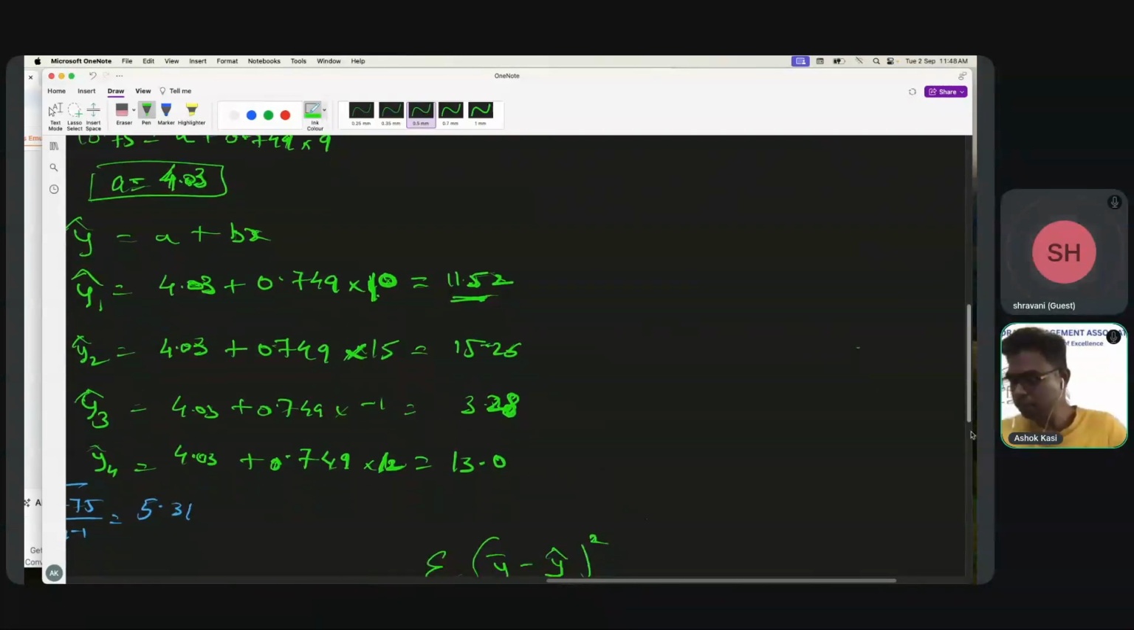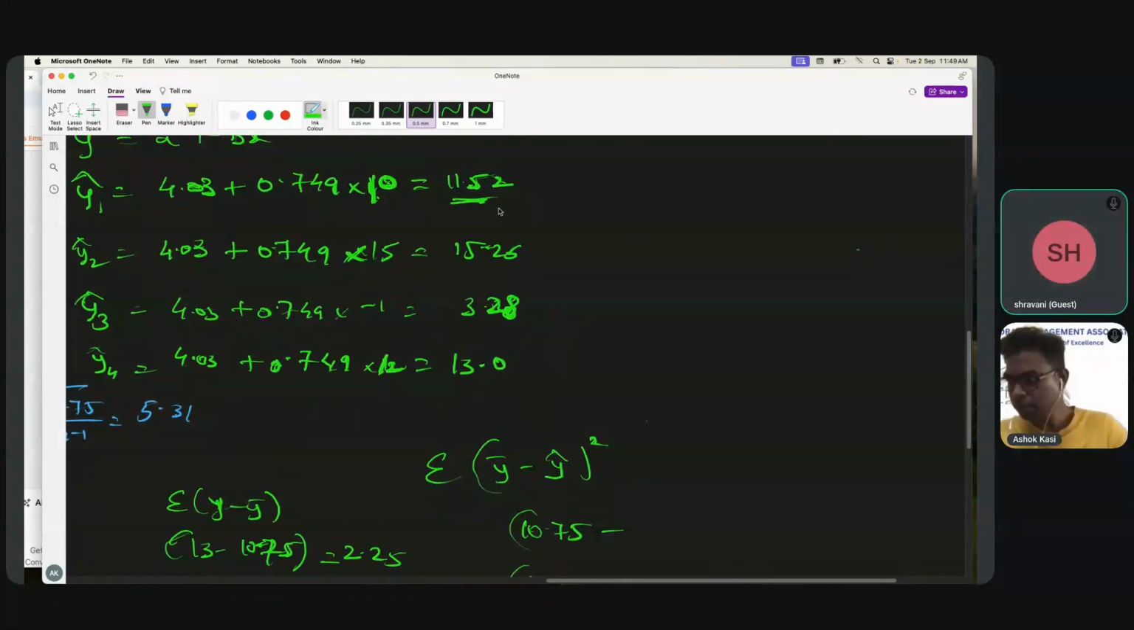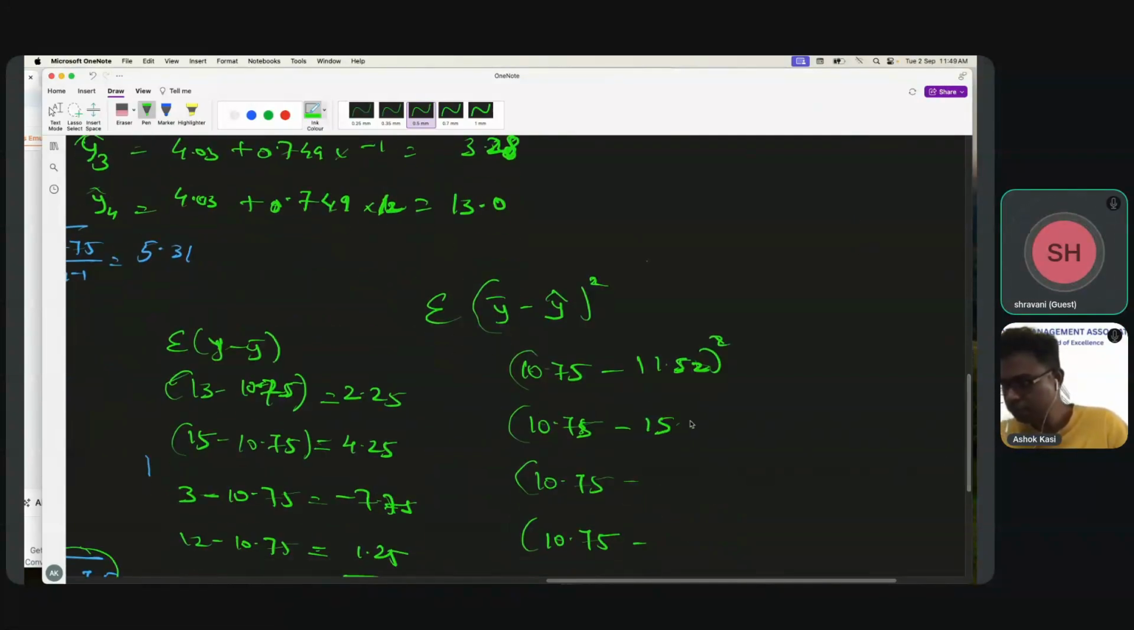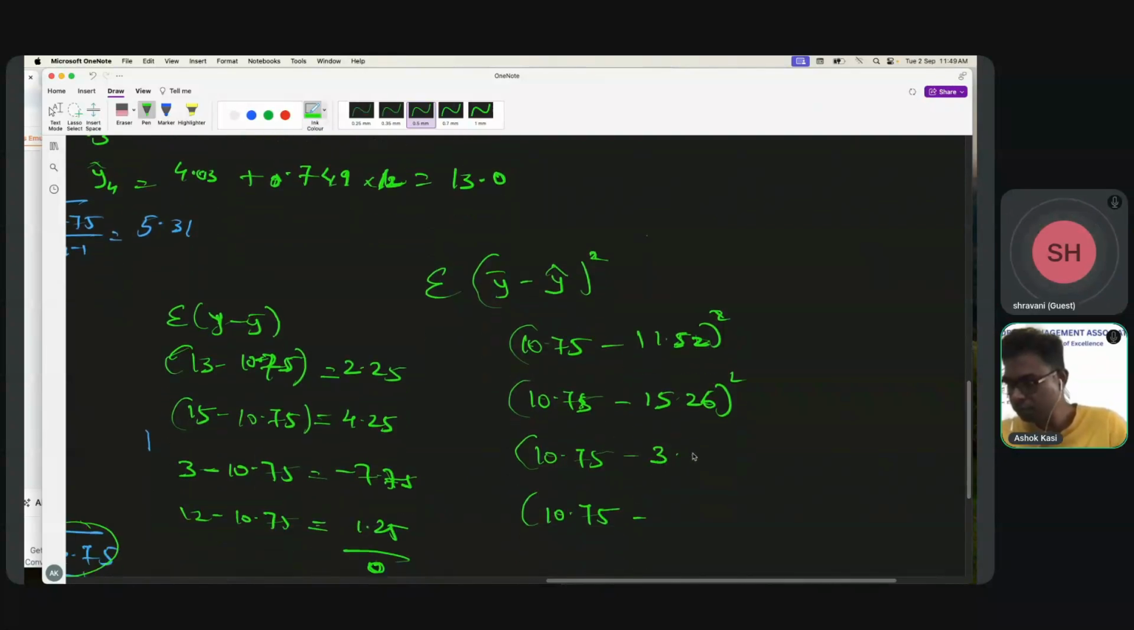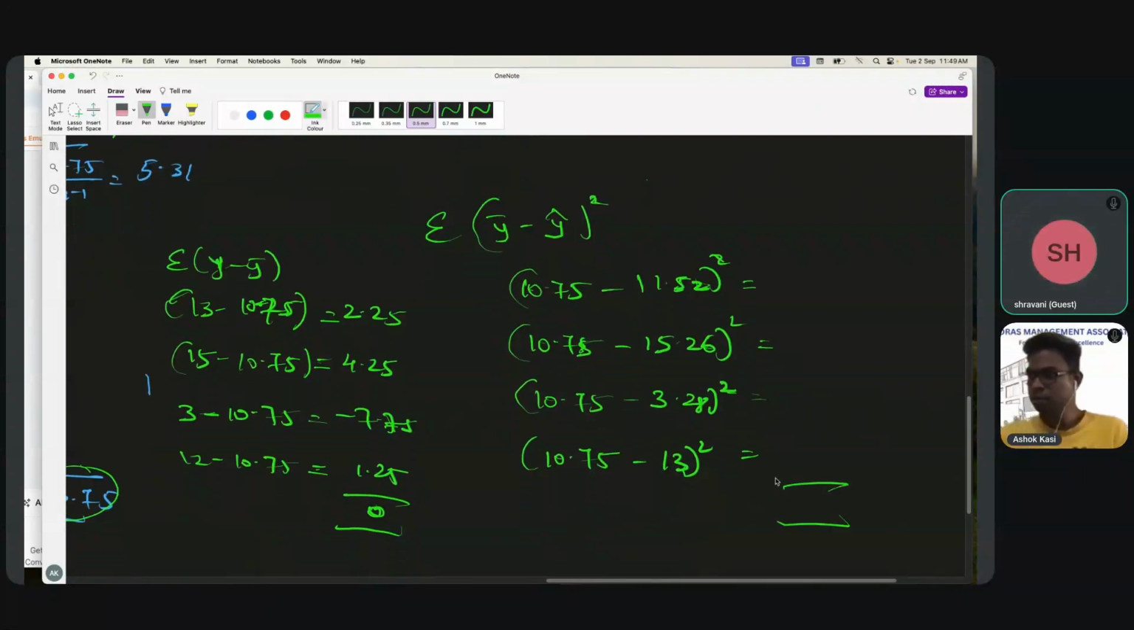So these are the predicted values. Based on this, the predicted values are 11.52, 15.26, then 3.28, and then 13. Let's calculate all this. 53.706.